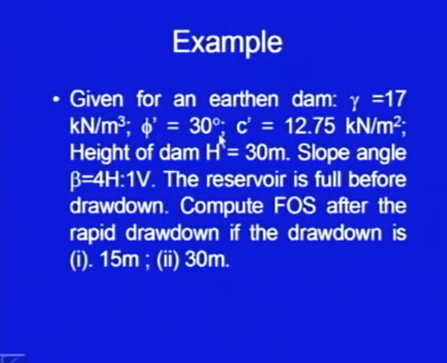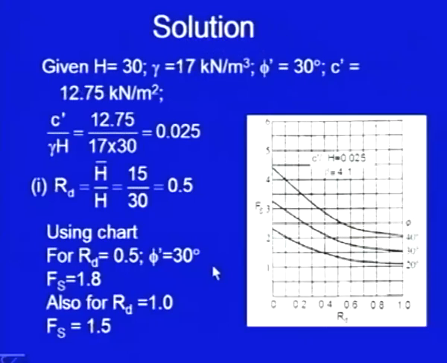It is given for an earthen dam, gamma is 17 kilonewton per meter cube, phi dash is 30, C dash is 12.75, height of the dam is 30 meter and slope angle is 4:1. The reservoir is full before drawdown. Compute FOS after the rapid drawdown if the drawdown is 15 meter and, in the second case, 30 meter. So, all these parameters are available with us.